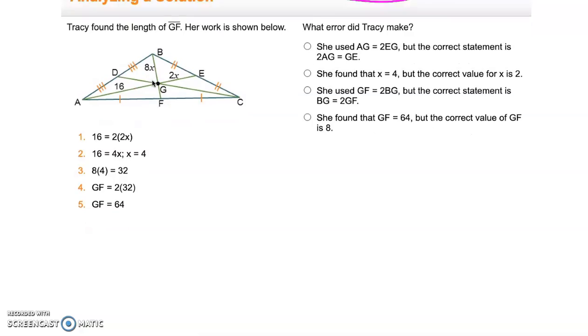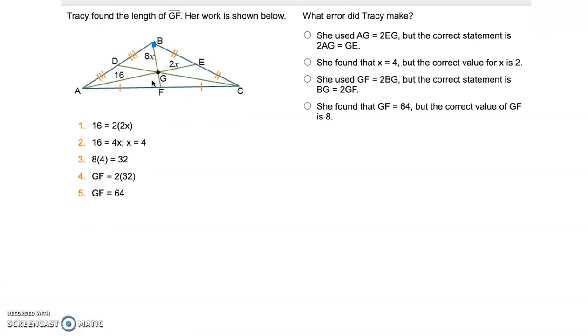But if you notice, this line right here should actually be, so if this is 32, 32 should be equal to 2 times GF. So this is kind of like what we did in our last one. Right here, she made a mistake because she did it opposite of what she should do. So BG is equal to 2GF is the correct thing that she should have done. That was her mistake.